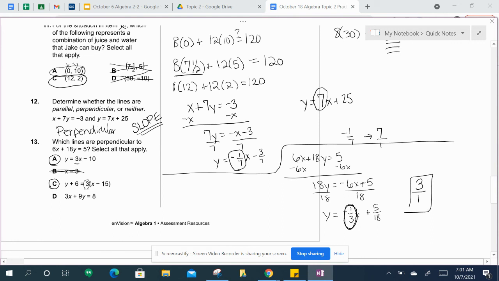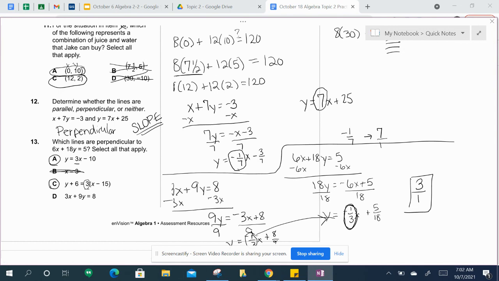And D is back to standard form, so I'm going to need to work on that one. So 3x plus 9y is equal to 8. I'd start by subtracting 3x from each side, and I'd get 9y is equal to negative 3x plus 8. When I divide each side by 9, I find out the slope is negative 1/3 x plus 8/9. Negative 1/3, that would actually be parallel to my original, not perpendicular. So I'm just going to choose choices A and C.